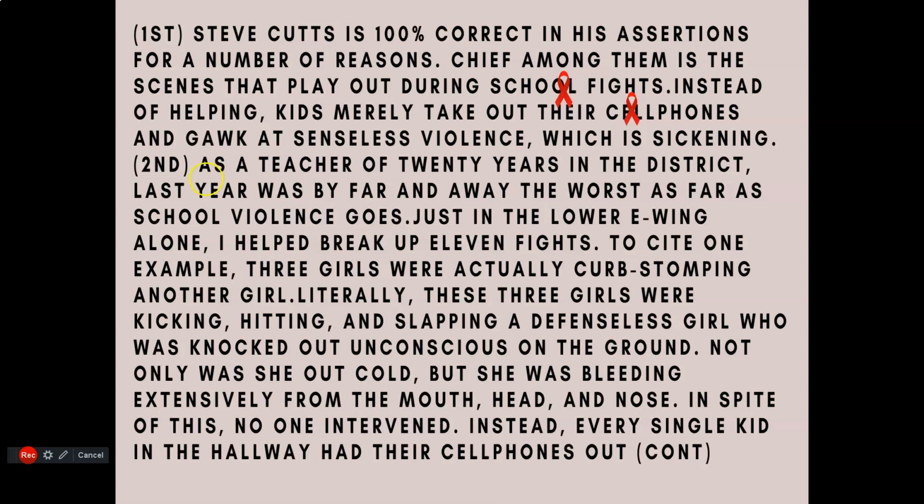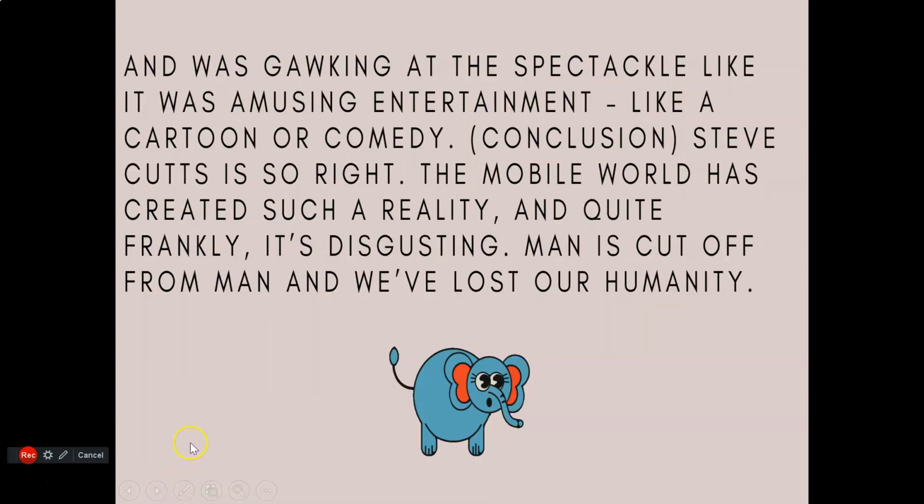To cite one example, 3 girls were actually curb stomping another girl. Literally, these 3 girls were kicking, hitting, and slapping a defenseless girl who was knocked out unconscious on the ground. Not only was she out cold, but she was bleeding extensively from the mouth, head, and nose. In spite of this, no one intervened. Instead, every single kid in the hallway had their cell phones out and was gawking at the spectacle like it was amusing entertainment, like a cartoon or comedy.